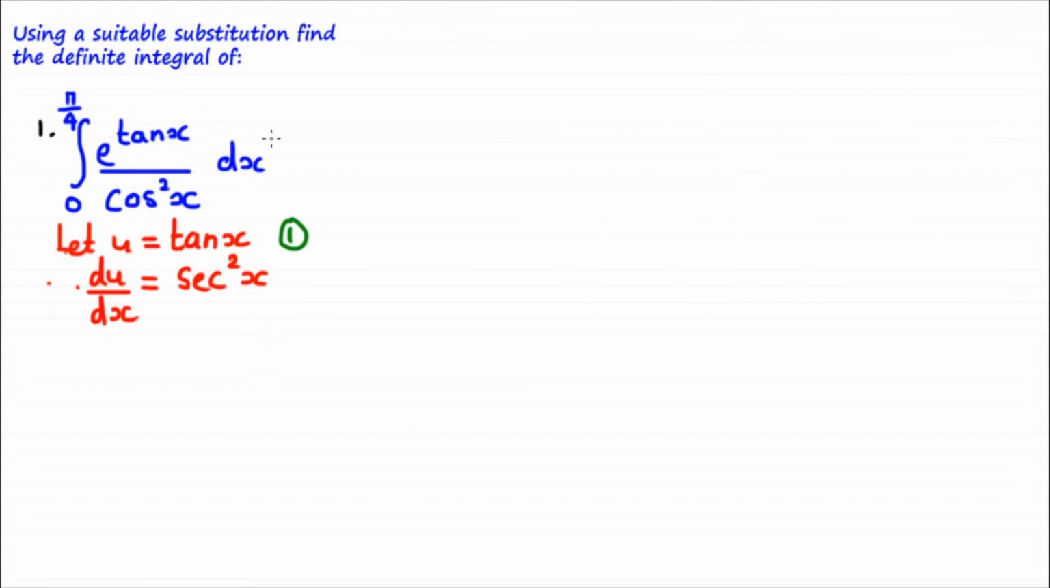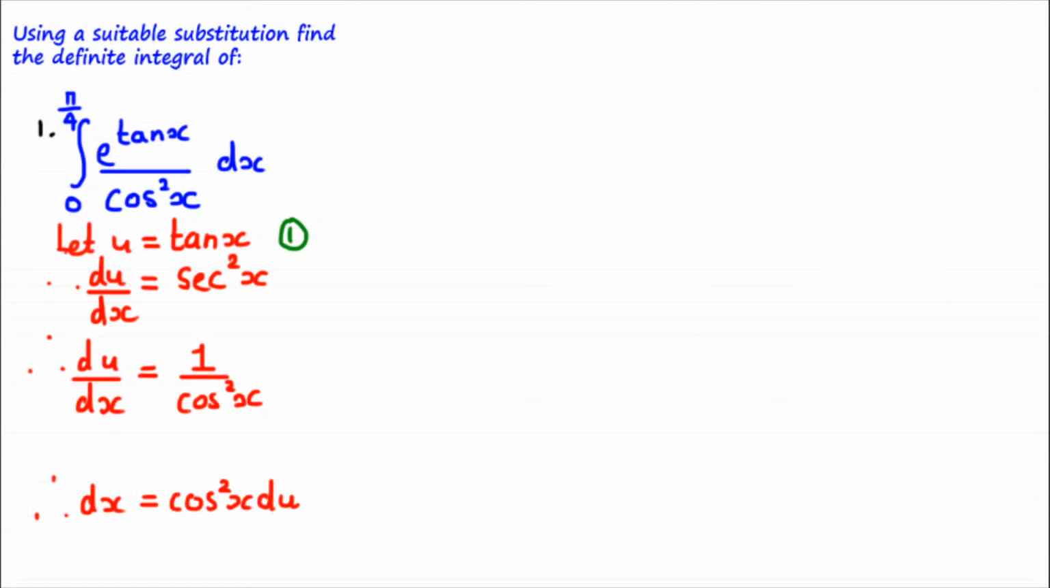Now, why have I chosen tan x? Well, there is a relationship between sec squared x and cos squared x, isn't there? What's that relationship? Well, sec squared x is just the reciprocal of cos squared x, okay? So we'll see how that pans out going forward. So what we get next is just writing out sec squared x is equal to 1 over cos squared x, and simply making dx the subject of our equation. We get dx is equal to cos squared x times du.